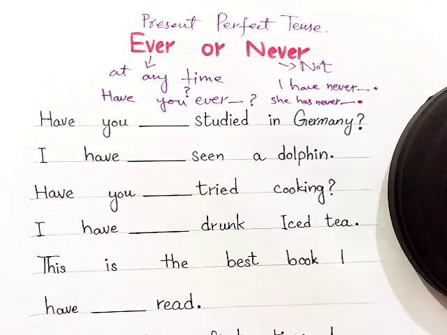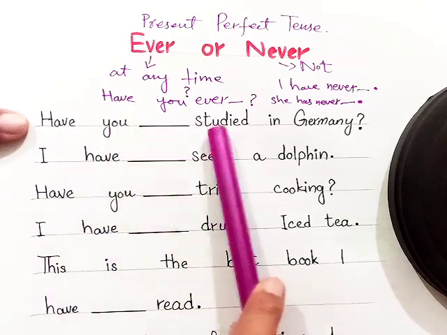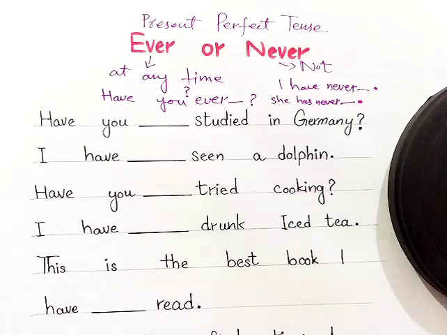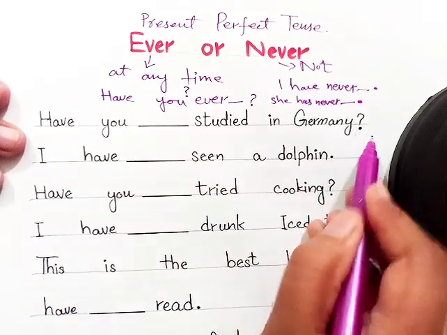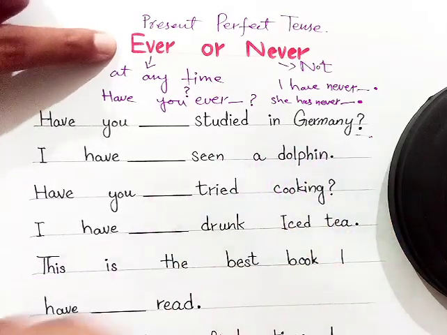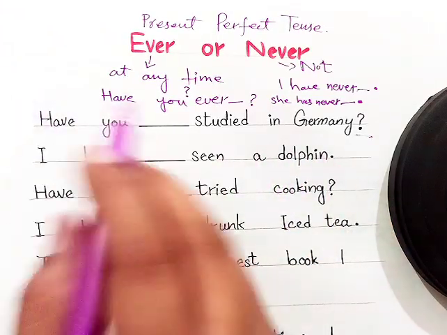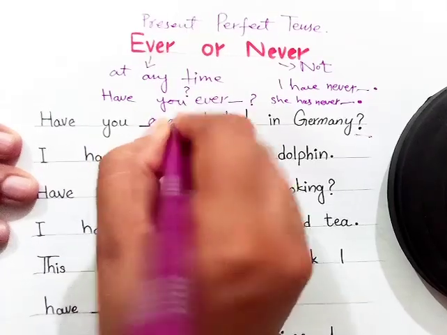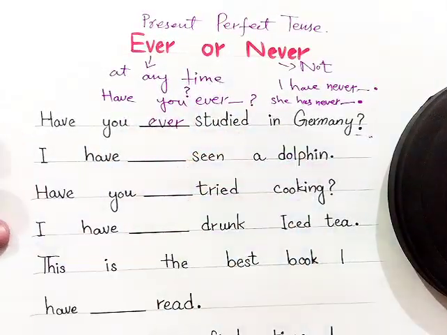So let's practice this exercise. First example we have: You blank studied in Germany? Full stop. This is an interrogative sentence. So with full stop we use ever, as we discussed before. Have you ever studied in Germany?